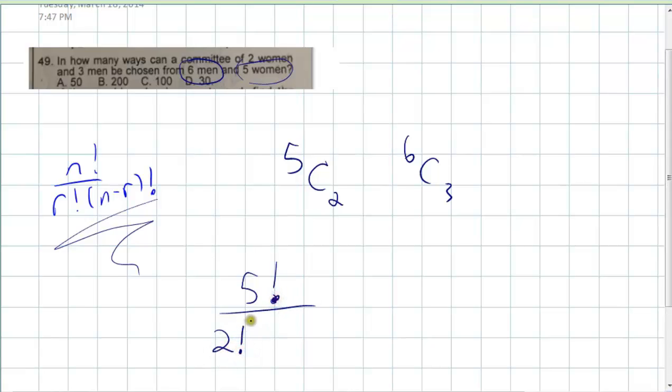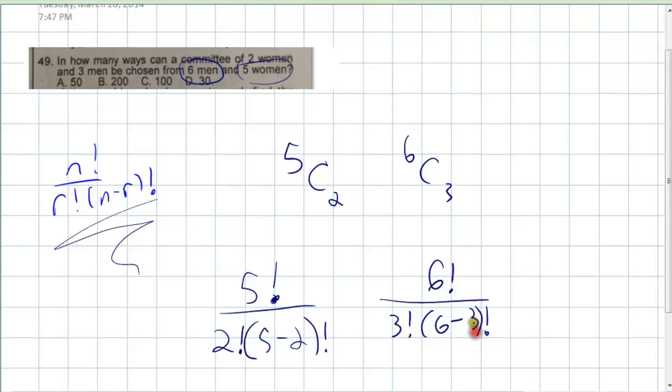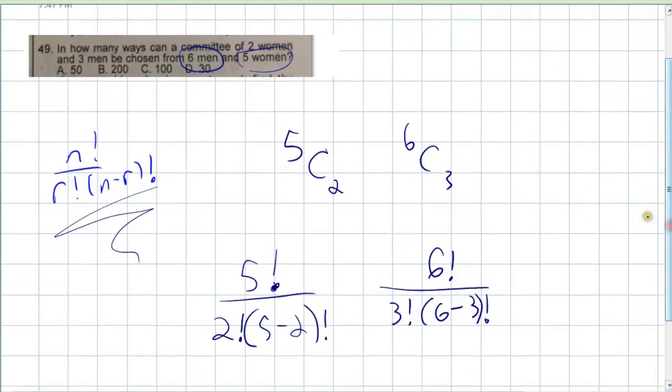Make these exclamation points. Times 5 minus 2 factorial. And we do it again over here. So we're going to have 6 factorial over 3 factorial times 6 minus 3, the whole thing factorial. So, and then what do we do with these two? Do we add them? Do we multiply them?